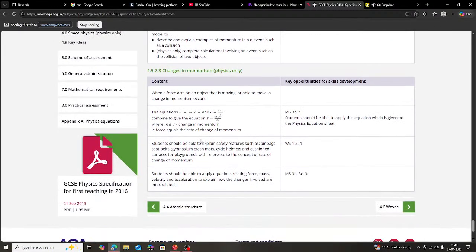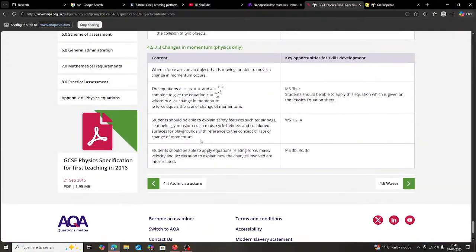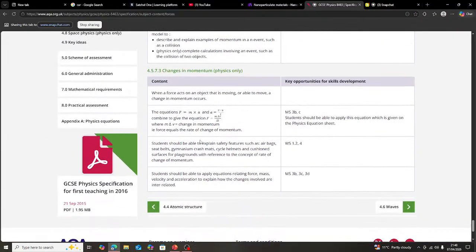We finished the spec. That was quick. Basically, yeah. Then the last thing's changing momentum, like seat belts, airbags, just any safety.